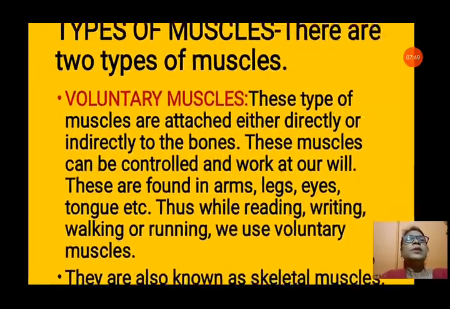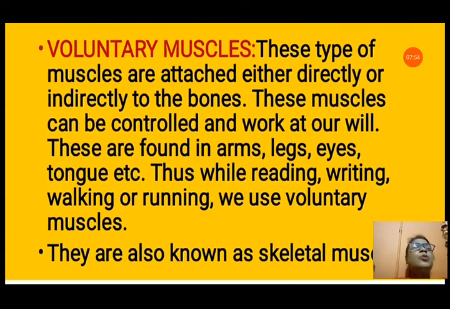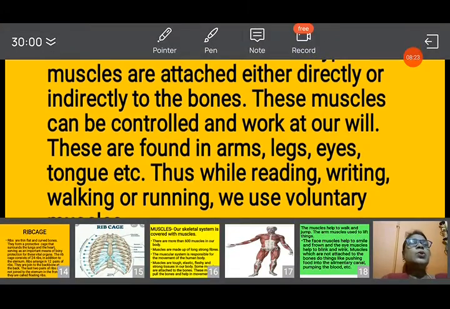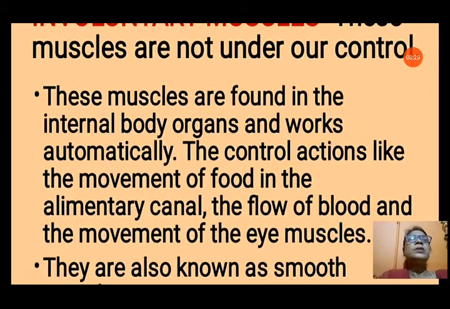Types of muscles. There are two types of muscles, voluntary muscles and involuntary muscles. As the name suggests, these muscles are attached either directly or indirectly to the bones. These muscles can be controlled by our own will, that means they can be controlled by ourselves. These are found in arms, legs, eyes, tongue, etc. Thus, while reading, writing, walking or running, we use voluntary muscles and they are under our control. If I wish, I will walk, otherwise I will not walk. So that means it is under the control of our will. They are also known as skeletal muscles since they are attached to the skeleton.